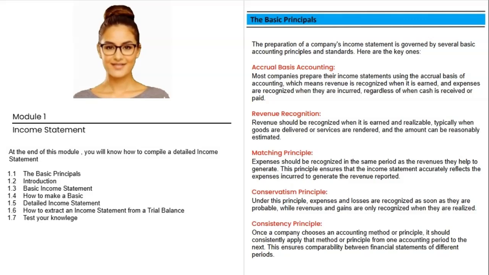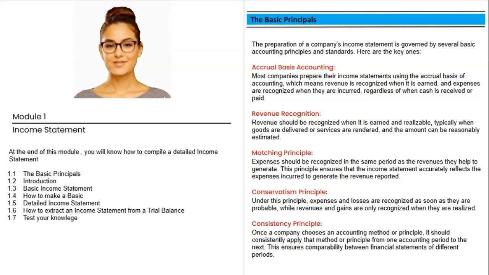Next, we have the matching principle. This means that expenses should be recognized in the same period as the revenues they help to generate. Take note of that, the same period that the revenues are generated. This principle ensures that the income statement accurately reflects the expenses incurred to generate the revenue reported. So, the matching principle directs a company to report an expense on its income statement in the period in which the related revenues are earned.